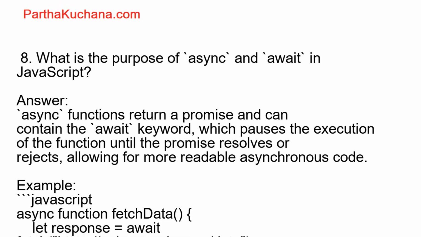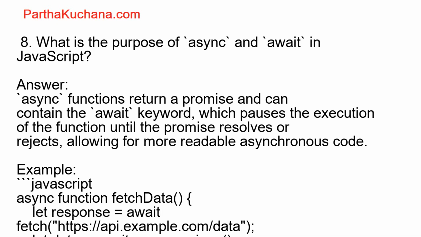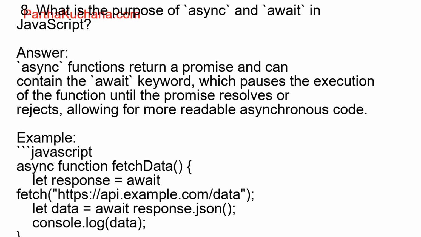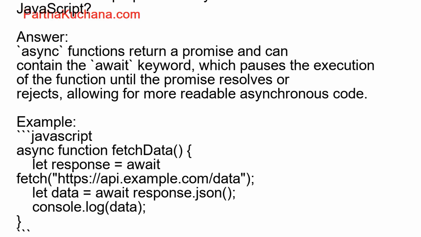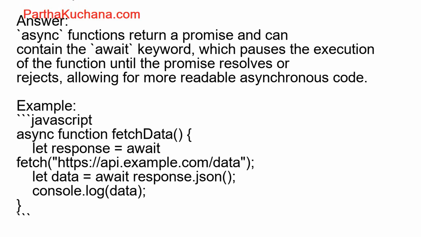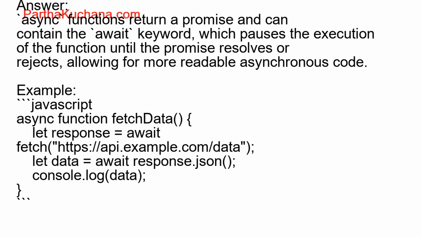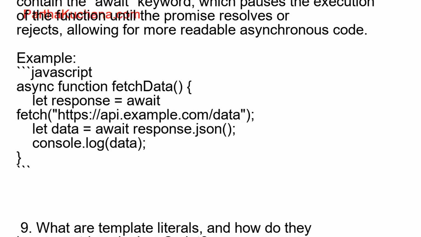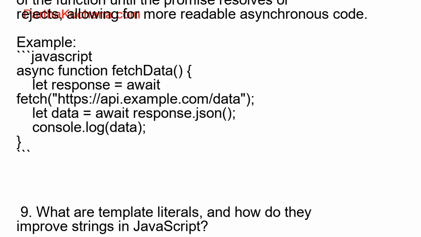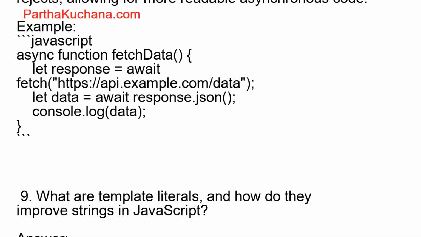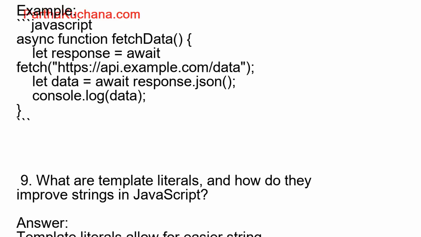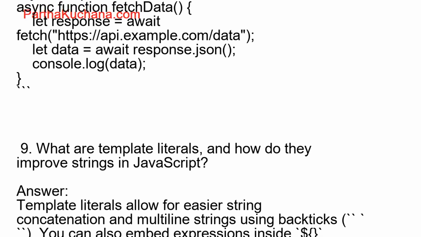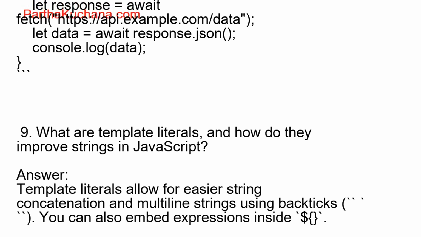9. What are template literals and how do they improve strings in JavaScript? Answer. Template literals allow for easier string concatenation and multiline strings using backticks. You can also embed expressions inside ${}. Example: JavaScript. let name = 'Alice'. let greeting = `Hello, ${name}. Welcome.` console.log(greeting) // outputs: Hello, Alice. Welcome.